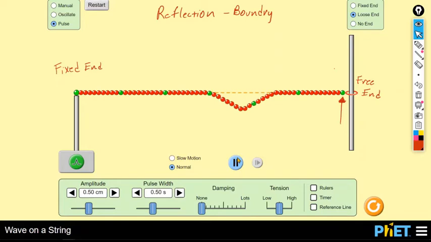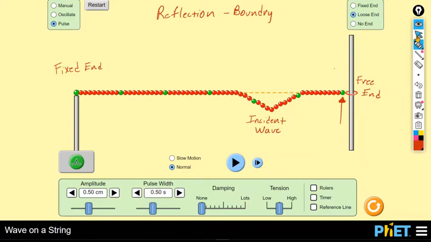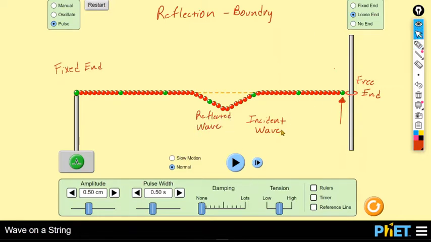This is called the incoming wave. This is called the incident wave. And when it's reflected, we call it the reflected wave. And when you meet a fixed boundary, the polarity of the incident wave will switch when it goes to the reflected wave. And when the incident wave hits a free end, the polarity of the reflected wave will be the same.